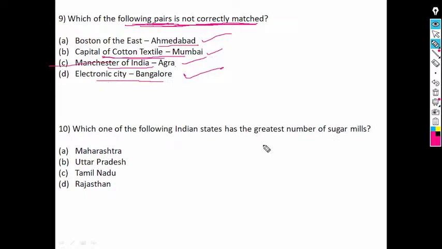We'll discuss next. Which one of the following Indian states has the greatest number of sugar mills? Maharashtra, Uttar Pradesh, Tamil Nadu and Rajasthan. The greatest number of sugar mills is in Maharashtra, option A.